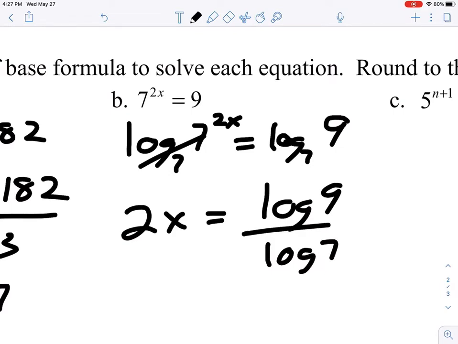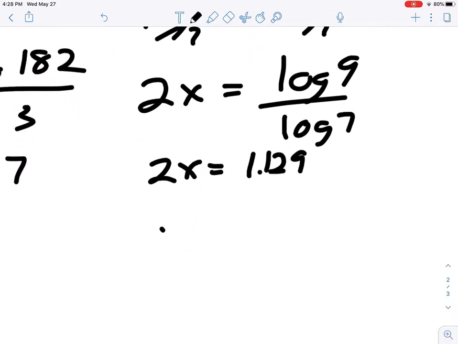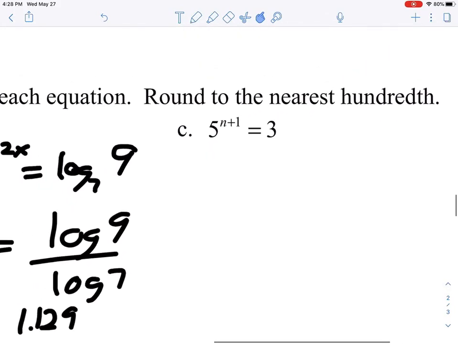On my calculator, log of 9, close parentheses, divided by log of 7. Enter, and then I'm going to divide that by 2. I got 2x equals 1.129, but I have that on my calculator. I'm going to divide it by 2, and I get x equals 0.565. Round to 3 decimal places. Good. One more and we'll have a little addition in there.